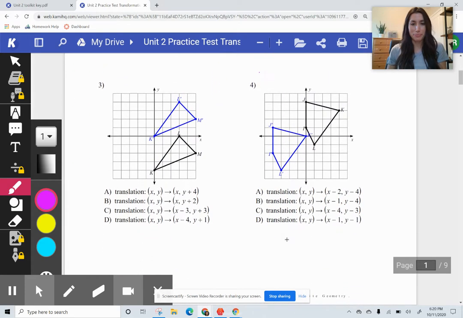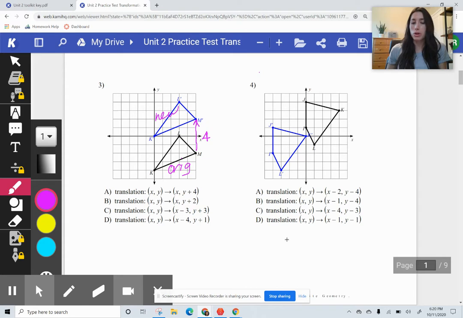Okay, let's look at question 3 here. We are going to do another translation, but this time we are going to write a rule for that. So here we have our original figure, and then we have our new figure. Let's just figure out how many units we're moving. Let's just examine M. It looks like here I'm going up 1, 2, 3, 4. So I went up 4 units.